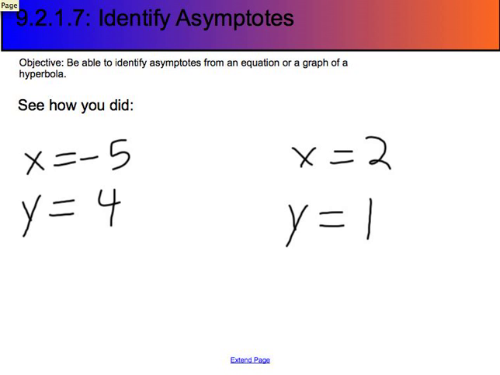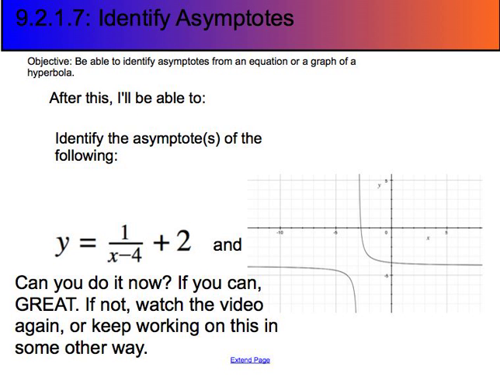So how did you do? Hopefully you can look at this graph and this equation and identify the asymptotes of those. Remember that there should be 2 for each every time for a hyperbola. If you can do it, great. If not, watch the video again or keep working on it in some other way.